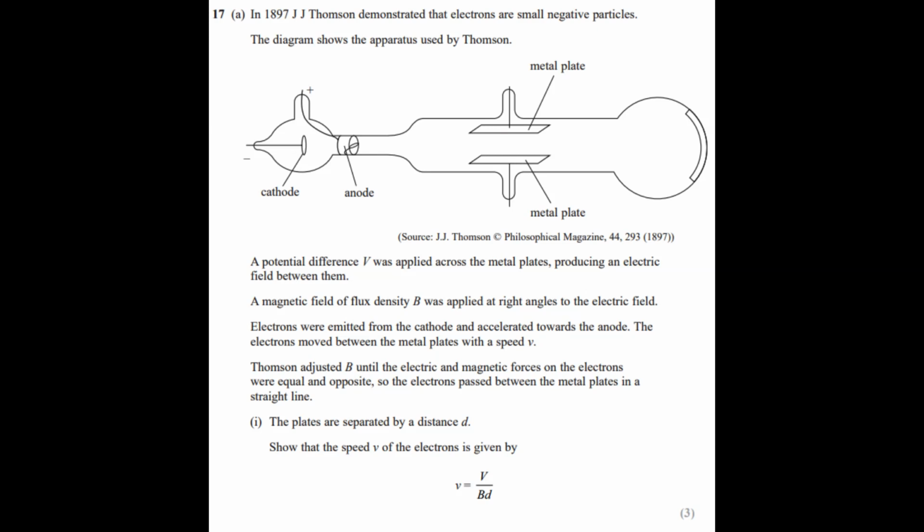Thomson adjusted B until the electric and magnetic force on the electrons were equal and opposite, so the electrons pass between the plates in a straight line. The plates are separated by a distance t. Show that the speed of the electron is given by this expression.